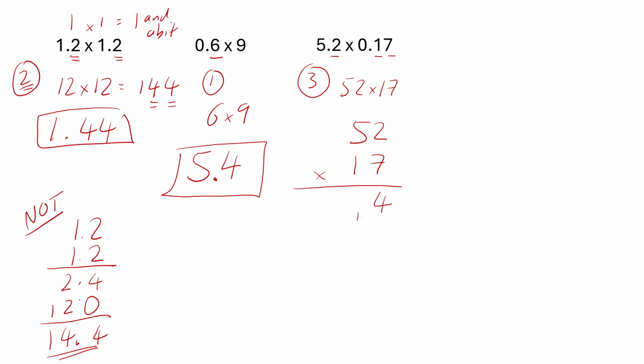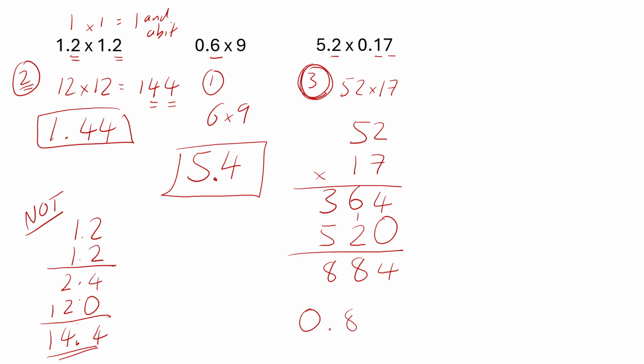Okay, so 7 times 2 is 14. 4 in there, carry the 1. 7 times 5 is 35, plus the 1, 36. 6 in there, 3 there. Add a placeholder 0. 1 times 2 is 2. 1 times 5 is 5. So adding up as we go, 4 plus nothing is 4. 6 plus 2 is 8. 3 plus 5 is 8. So my answer is 884, but I need 3 decimal places in my answer. So my answer is 0.884.